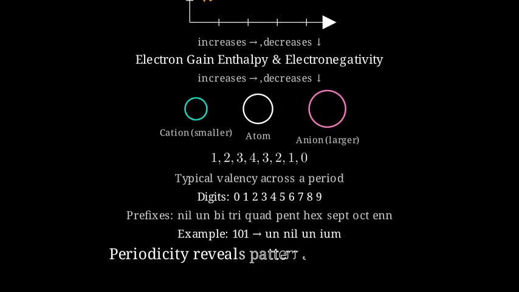That wraps up the overview of element classification and periodicity. Understanding these patterns helps us predict chemical behavior across the periodic table.